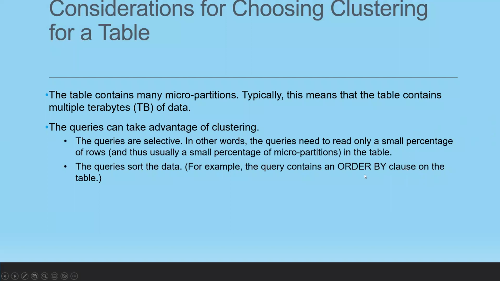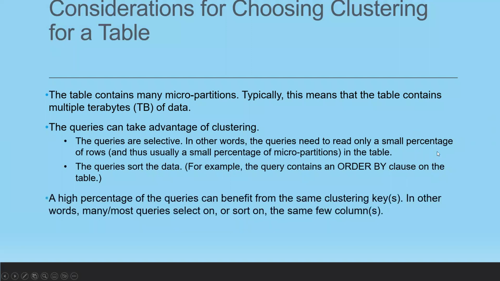And what is the other criterion we're talking about here? A high percentage of the queries can benefit from the same clustering keys. So in other words, many queries select on or sort on the same few columns.